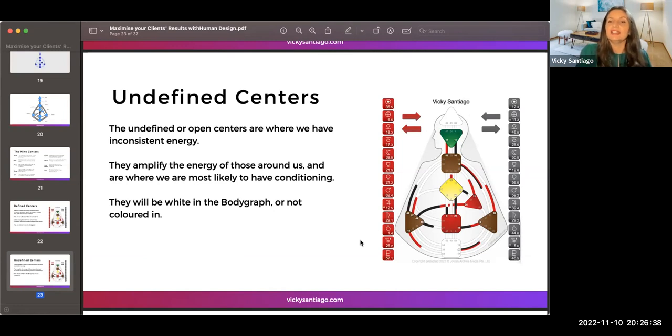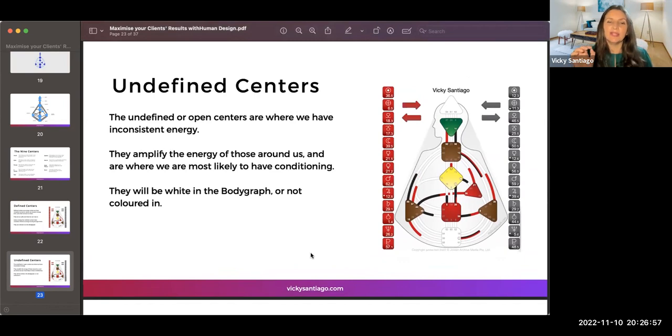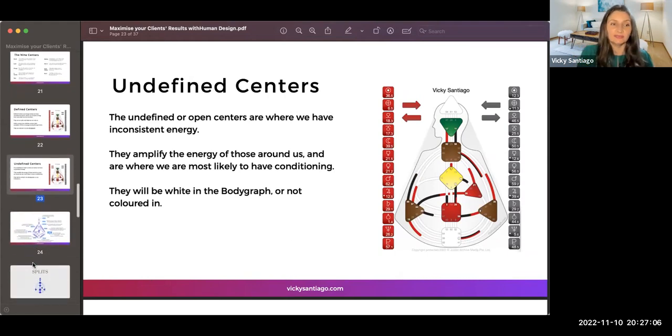So for our undefined centers, we want to look at the ones that are white. They can, as you can see here, have a gate in there that's defined. That's not a problem. That is all good. It's still an undefined center for our purposes. So looking at these undefined centers, because they are the areas where we're most likely to have conditioning, that's where I really recommend that you start looking when you're looking at the chart.